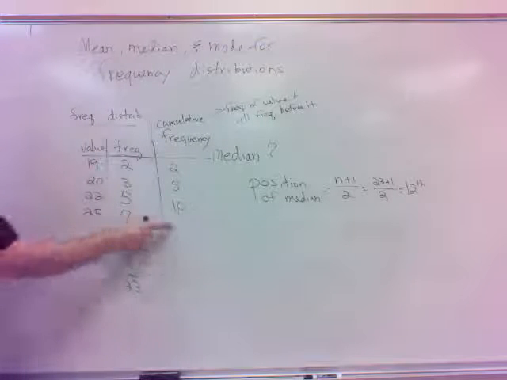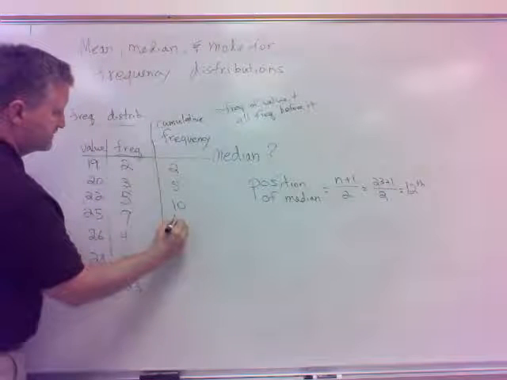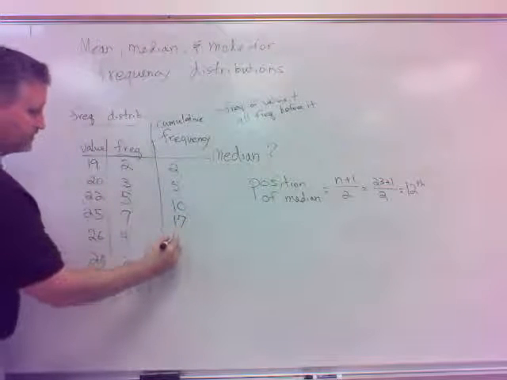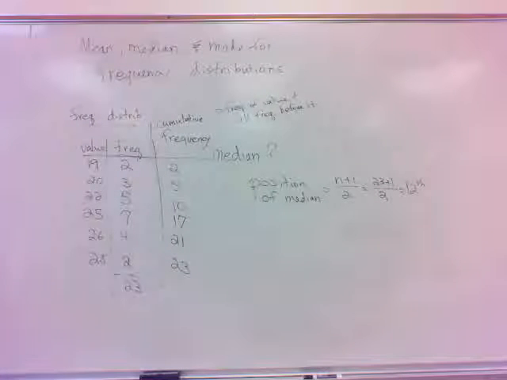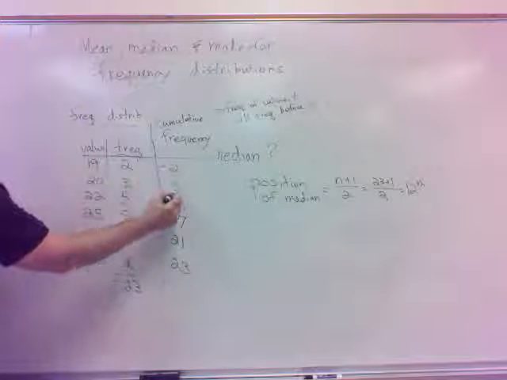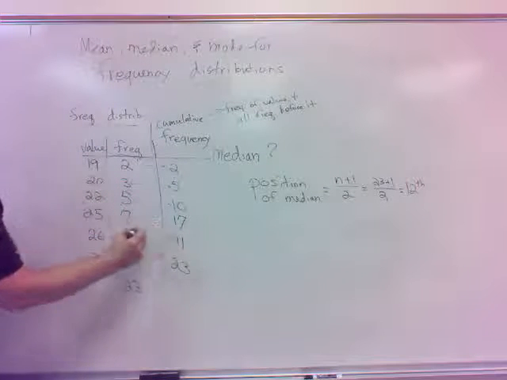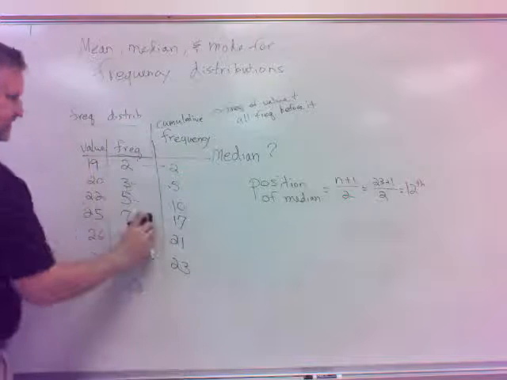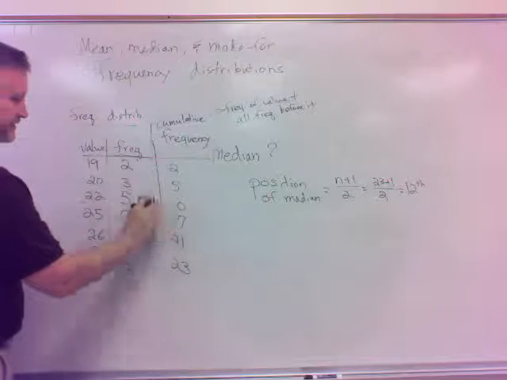Then I'd have this one would be the frequency plus all the ones before it. 17. This one would be 21, and this would be 23. See that? Really, you just start with this one, and then to get this one, you just add on to it there. See that? All right. That's what cumulative frequency means.